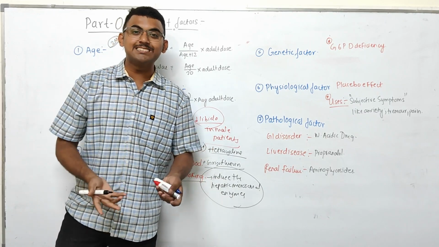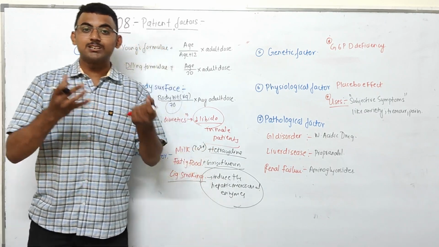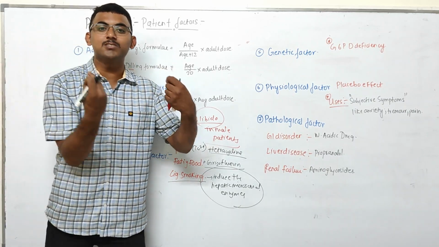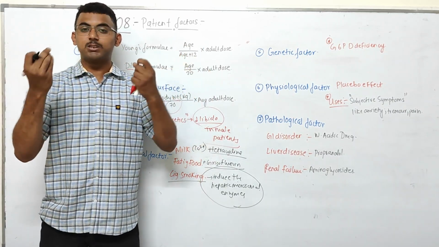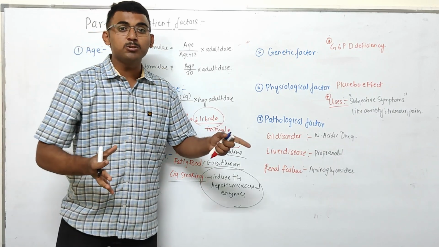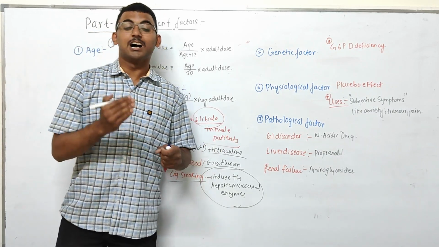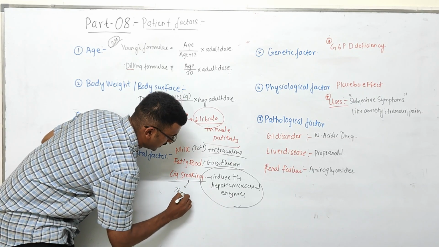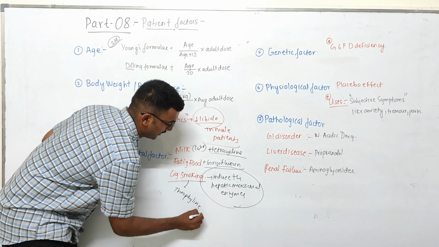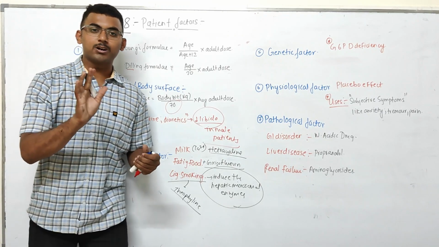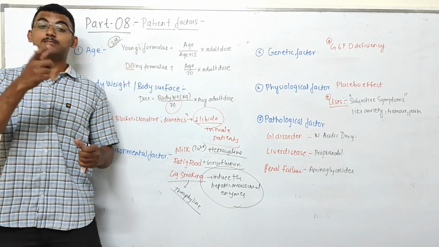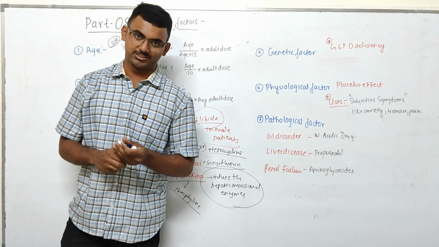So if metabolism is increased, then what will happen? Instead of showing the action, the metabolism will be comparatively faster. So without showing the action, the drug will get metabolized. An example of such drugs is theophylline. Okay, so I hope you have understood how the diet and the environmental factors of the patient are going to affect the drug action.